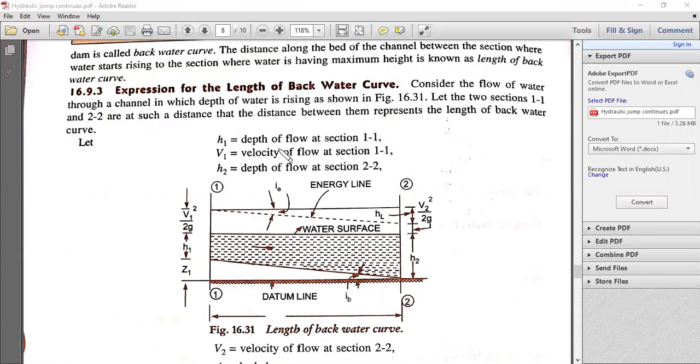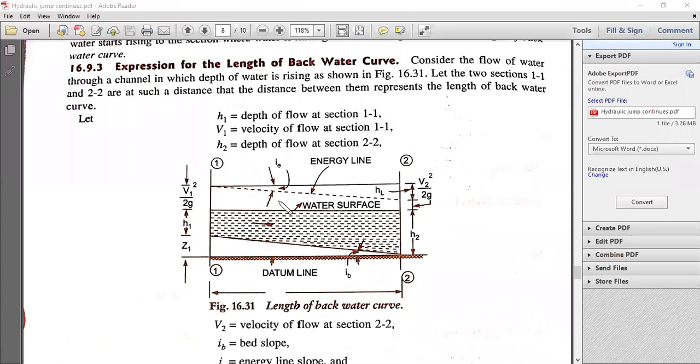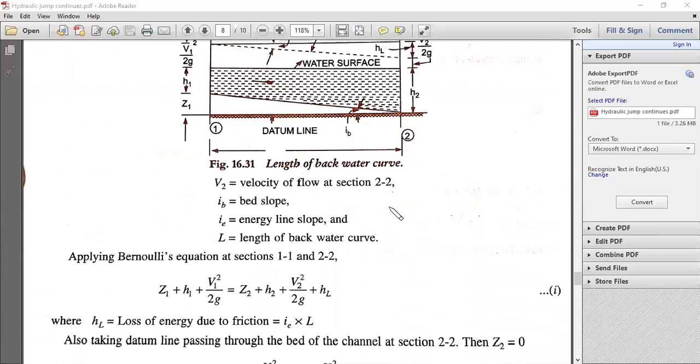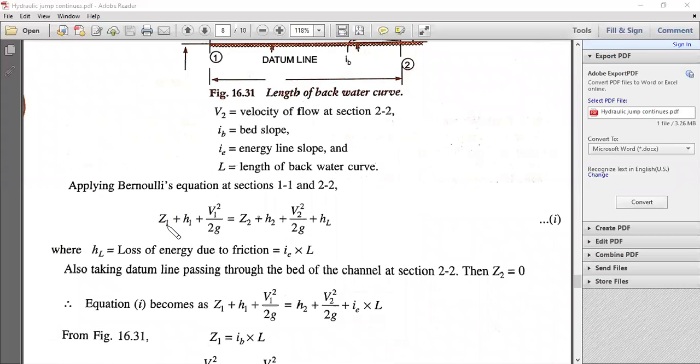Now the expression for the length of the backwater. The diagram remains almost the same as for the previous derivation that we have done. The energy line height is V1 square by 2g. This height is h and z1. Here it is z2, V2 square upon 2g, and here is h. So again, when we get the datum height, the pressure head and the kinetic head, we need to make use of Bernoulli's equation with the bed slope and the energy line slope. Here you can see Bernoulli's equation that is used.